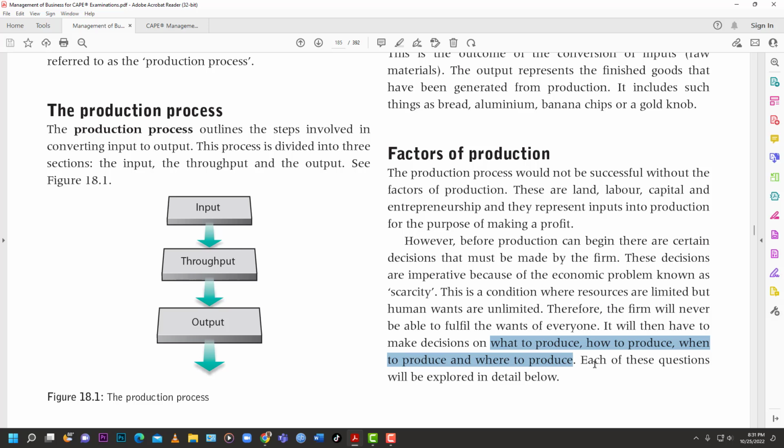Because resources are unlimited. But because we live in reality, we know that resources are not unlimited. And so we have to make certain decisions based on scarcity of resources. And those decisions are, as a firm, you have to know what to produce, how to produce, when to produce, and where to produce.